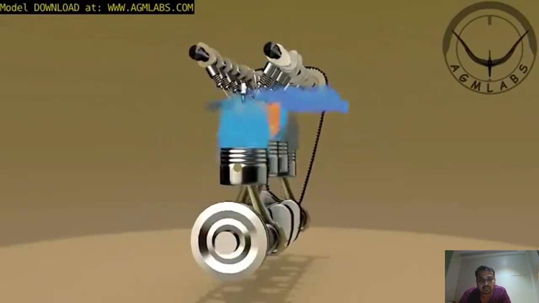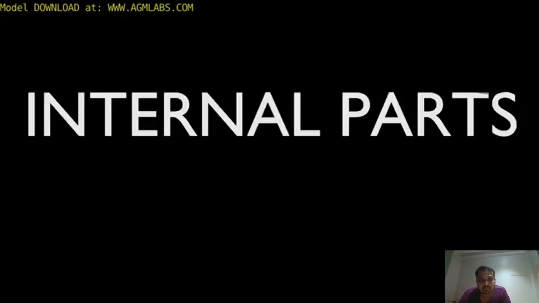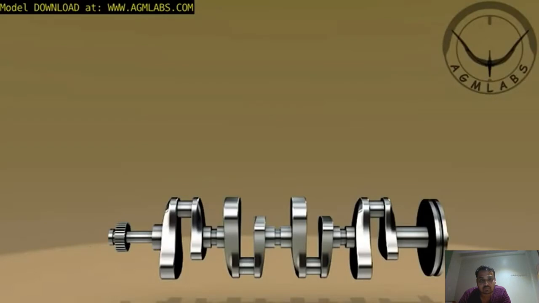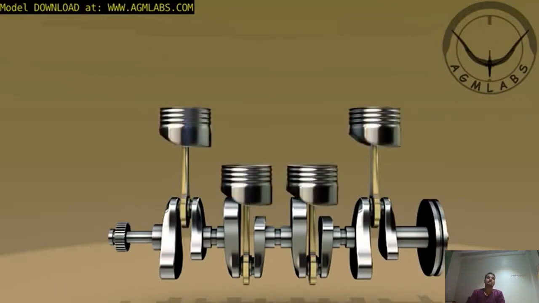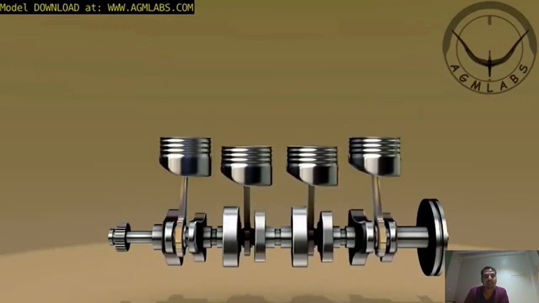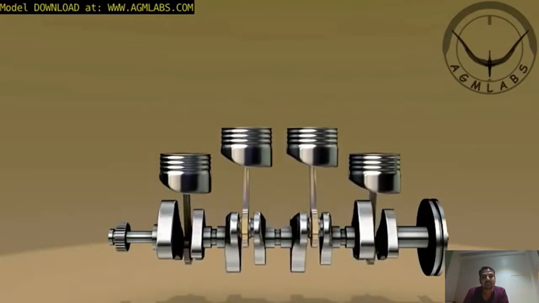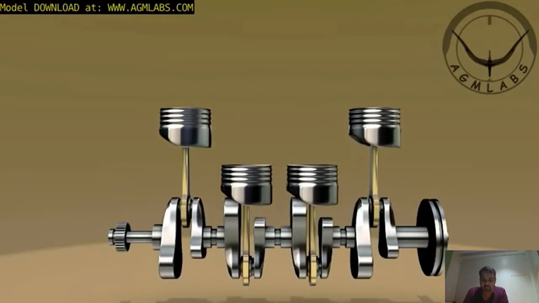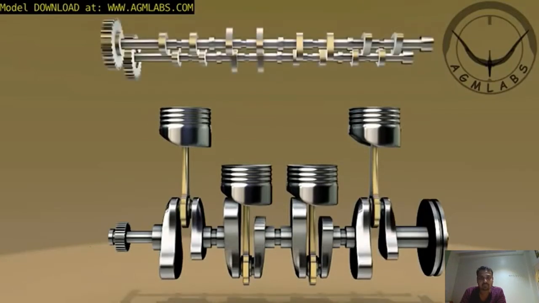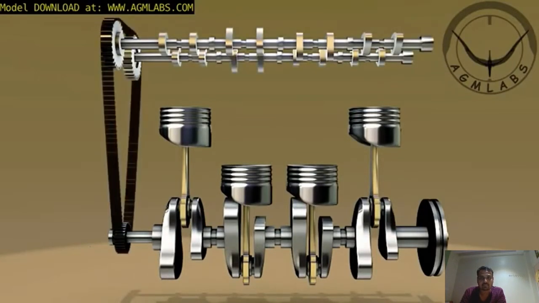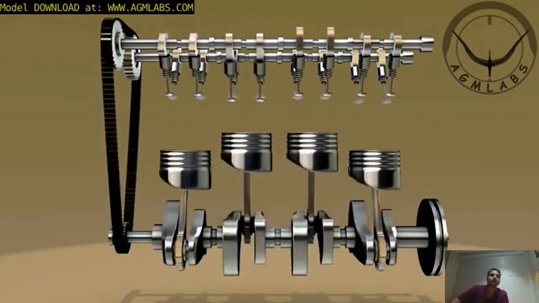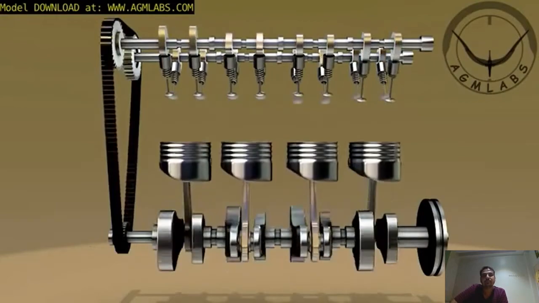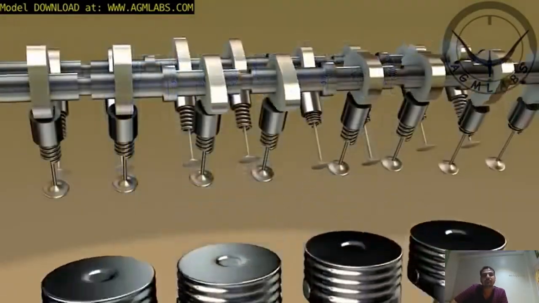Let's take a look at the basic internal parts of a four-stroke engine. Inside the engine block, there is a crankshaft. Piston rods are attached to the crankshaft. Pistons are attached to the piston rods. As the crankshaft turns, it causes each piston to move up and down. At the top of the crankshaft there is a camshaft which is connected to the crankshaft by a timing belt. While the crankshaft is making the pistons move up and down, the camshaft is turning, making the valves open and close.